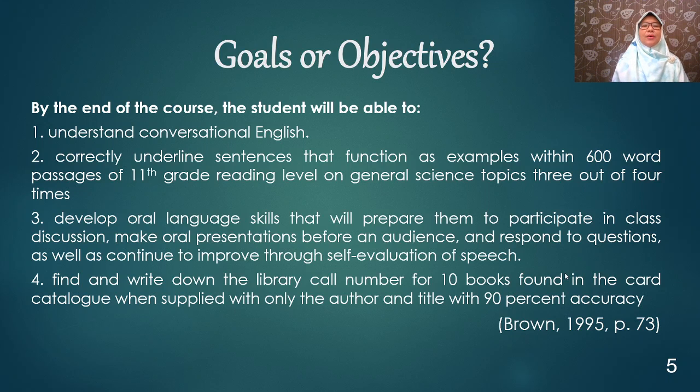So here we have 2 goals and 2 objectives actually. Number 1 and number 3 are goals. Number 2 and number 4 are objectives. Why? Let's see the answer in the next slide.